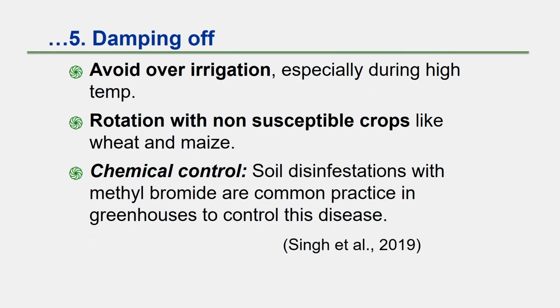Avoid over irrigation, especially during high temperature conditions. Rotation with non-specific, non-susceptible crops like wheat and maize. Chemical control like soil disinfestation with methyl bromide is common practice in greenhouses to control this disease. Otherwise, some other fungicide can be used for drenching also.